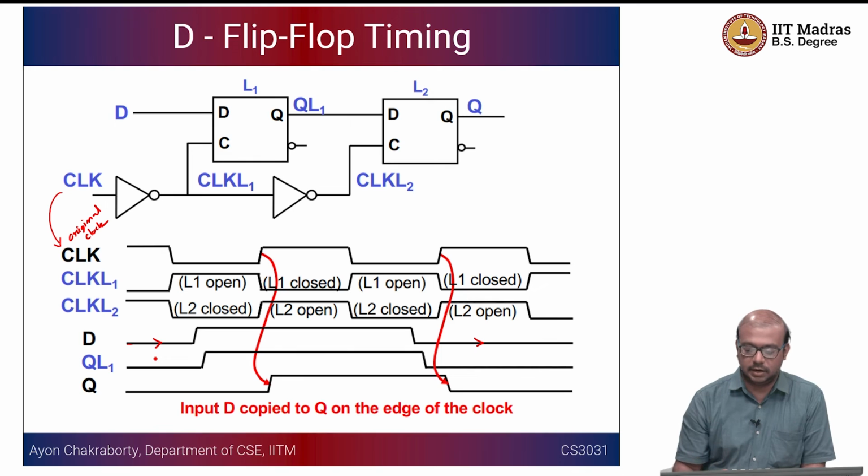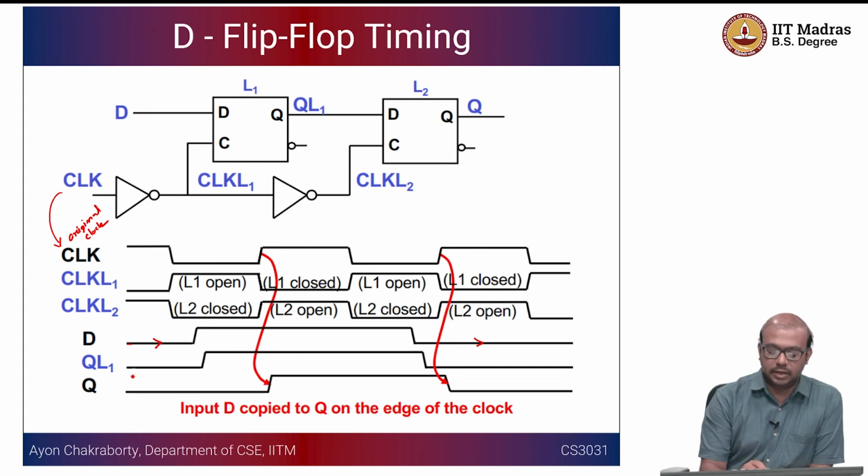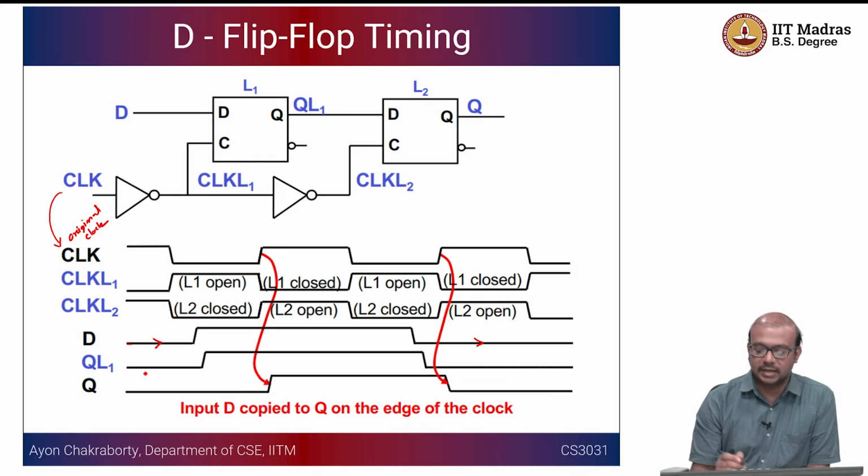D is not synchronized with respect to the clock, but we need to make sure that Q follows some rule. As you can see, Q has to follow that only whenever there is a rising edge are you going to copy the data of D into Q. Now QL1 is a latch output.